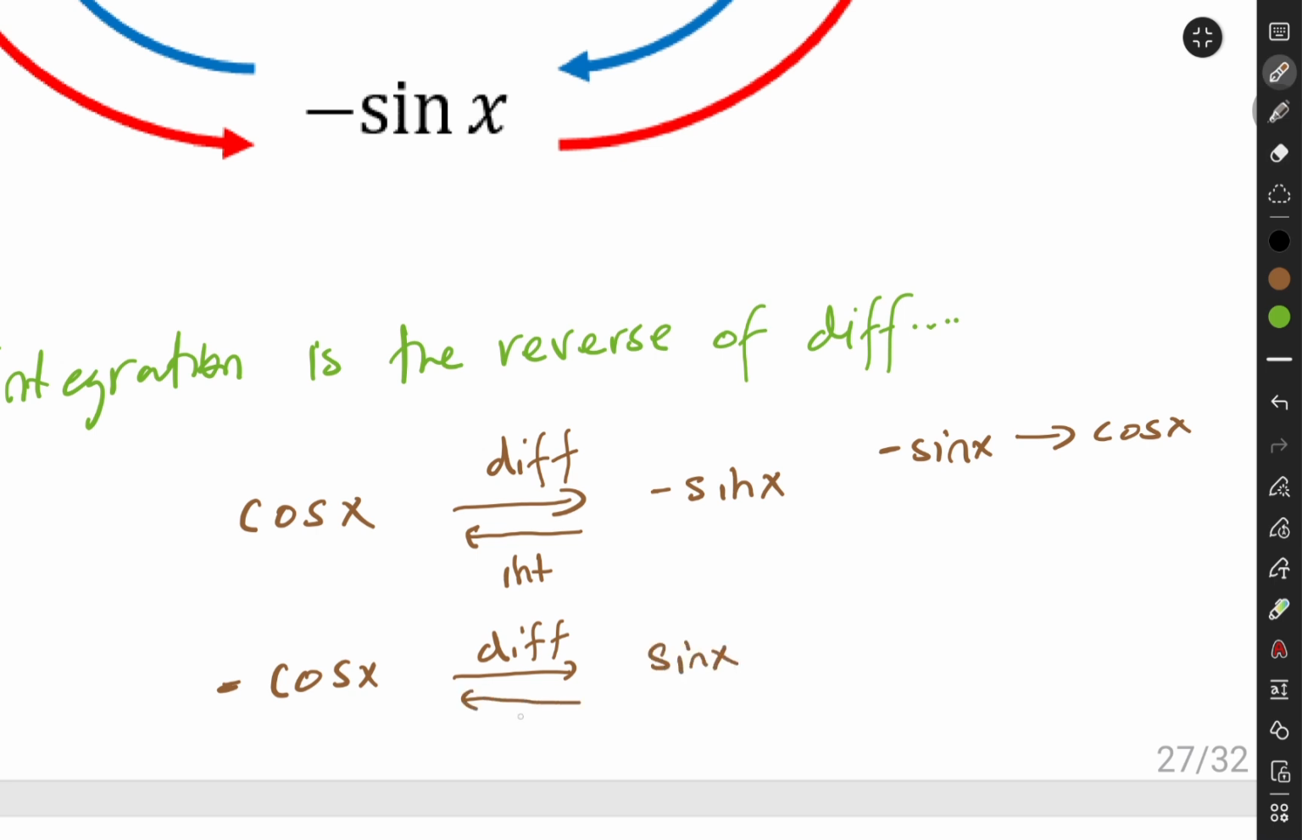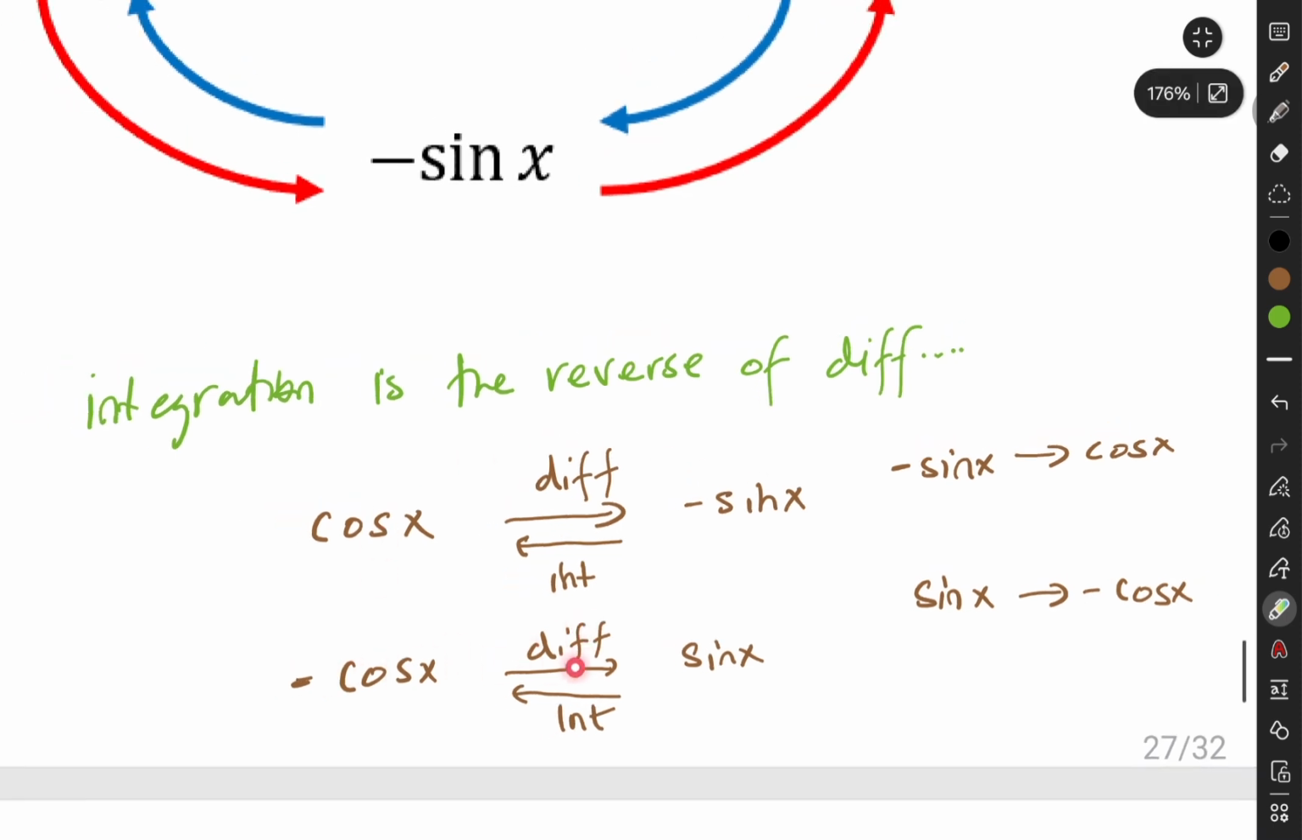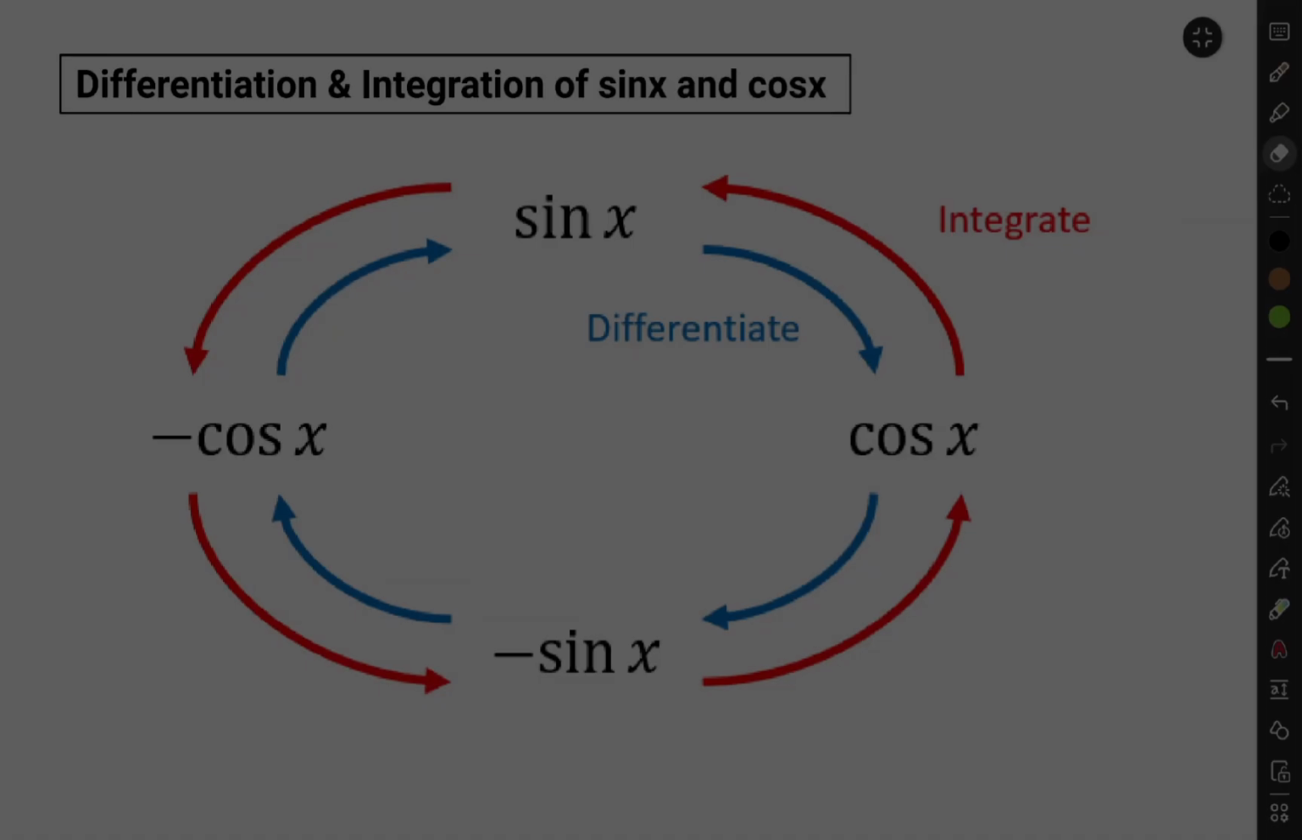Now if I do the reverse of this, if I integrate sine x, I'm going to get minus cos x. So if someone asks you, what's the integration of sine x, you're going to say, that's going to be minus cos x. Okay, so these are kind of the way we understand differentiation and integration. So I hope this point is clear, right? I'm doing all of this just to explain this point.